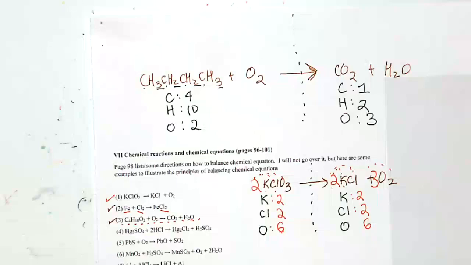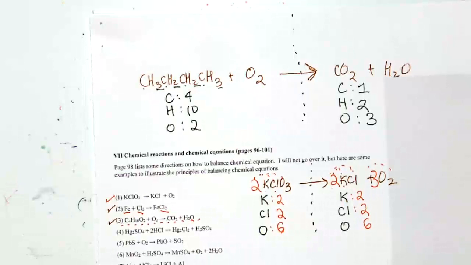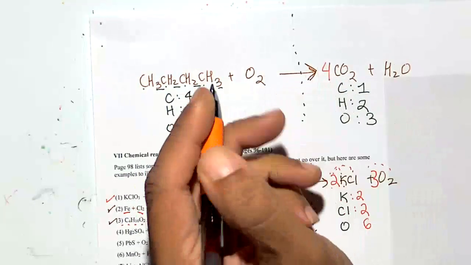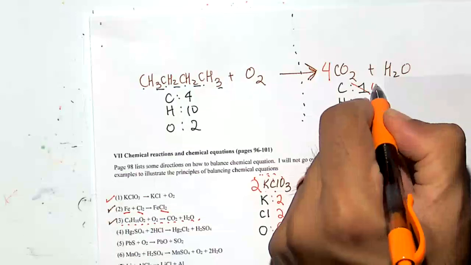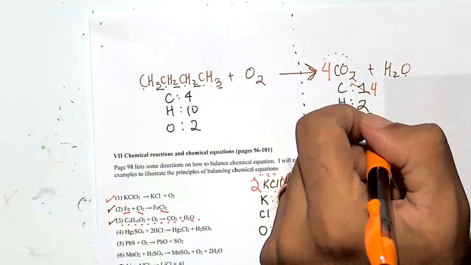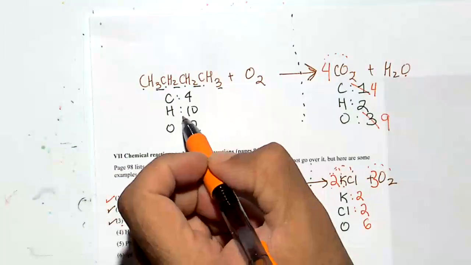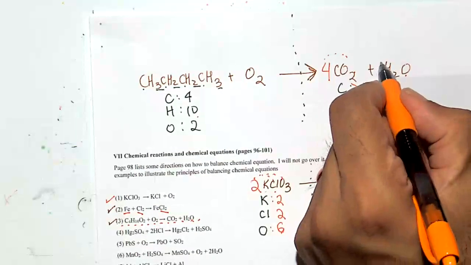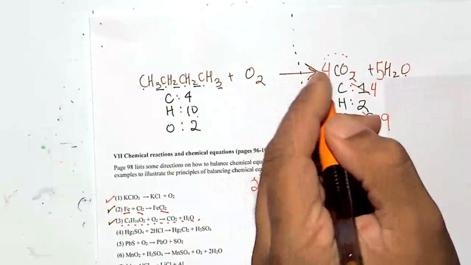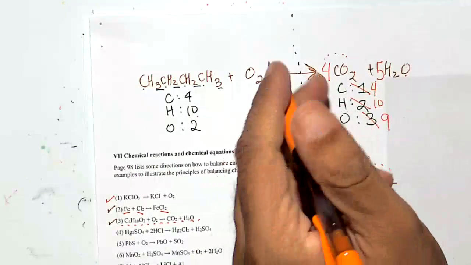What do you guys think? If it was me, I would go for the carbons. Okay, I'll put a 4 here. If I put a 4 here, my carbons are balanced. And now I have 8 plus 1, which is 9. That doesn't look so good. Hydrogen 10, what can I do here? 5. So 5 times 2 is 10.